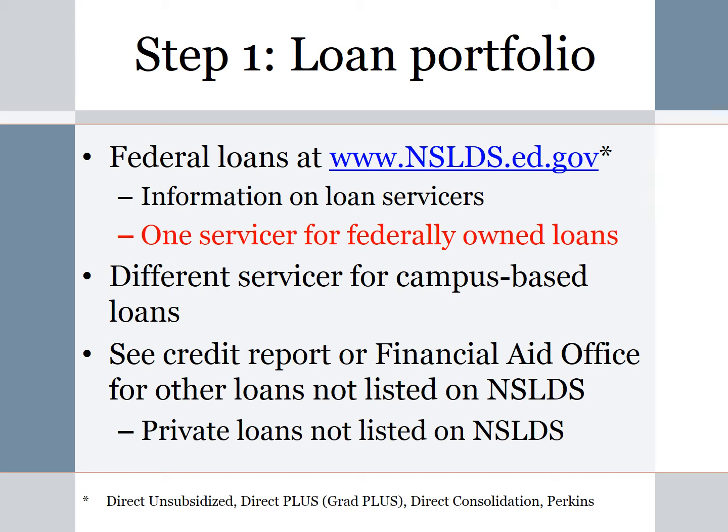If you think you have some loans that are not on NSLDS, that probably means they are private loans, and you can look at your credit report or contact the financial aid office at the school where you think you took those loans out. But all of your federal loans are on the nslds.ed.gov site.